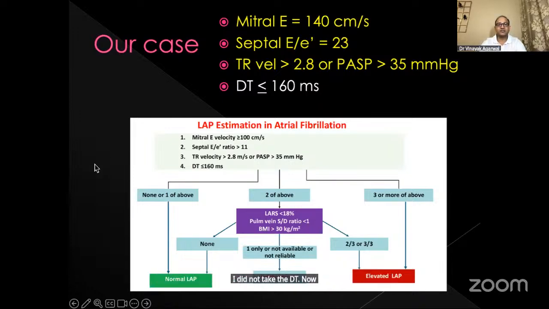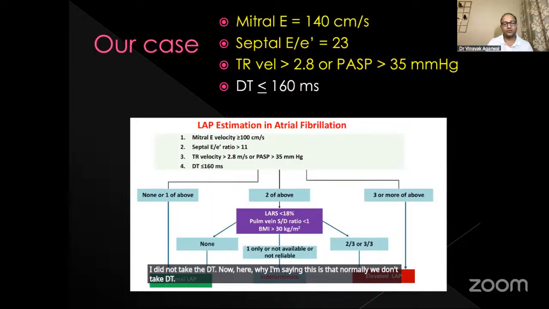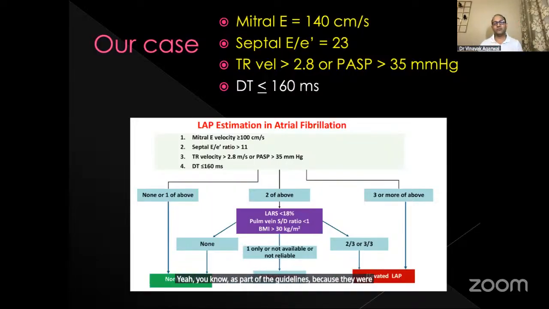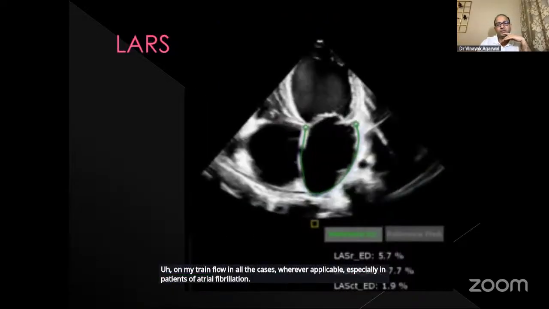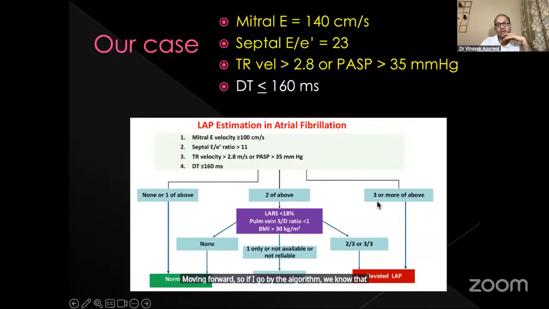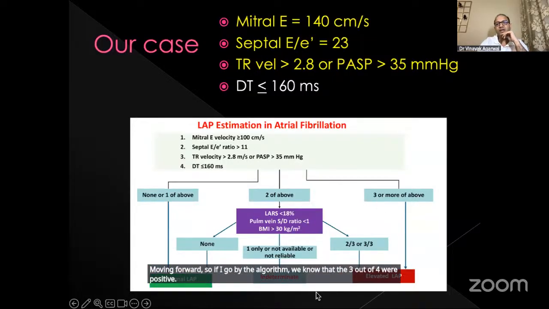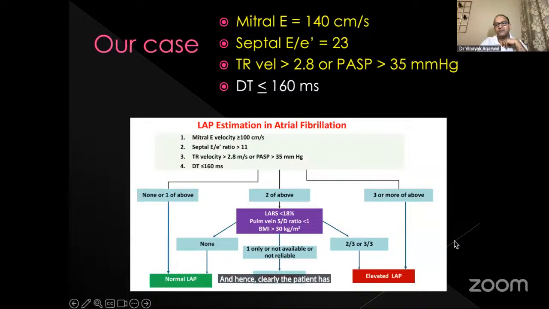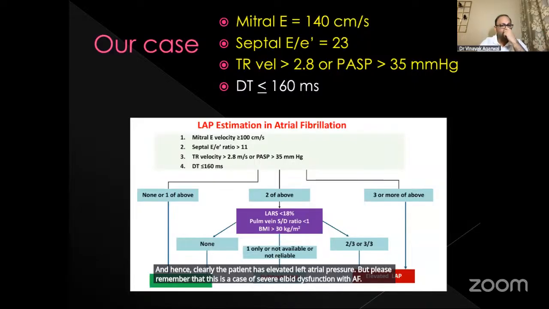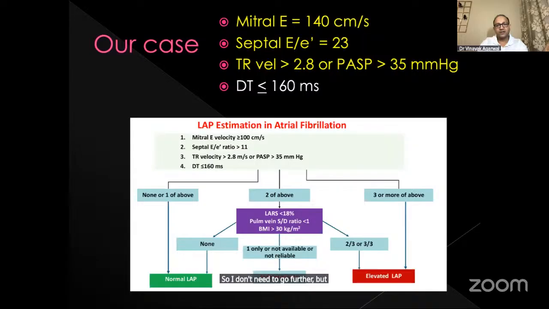Now, why I'm saying this is that normally we don't take DT as part of the guidelines, because it was eliminated from the previous guidelines. All that I would say is that we should get into the habit of taking DT on mitral inflow in all the cases wherever applicable, especially in patients of atrial fibrillation. Moving forward, if I go by the algorithm, 3 out of 4 were positive, and hence clearly the patient has elevated left atrial pressure. But please remember that this is a case of severe LV dysfunction with AF. So I don't need to go further, but let's still check out the LARS, pulmonary vein, etc.